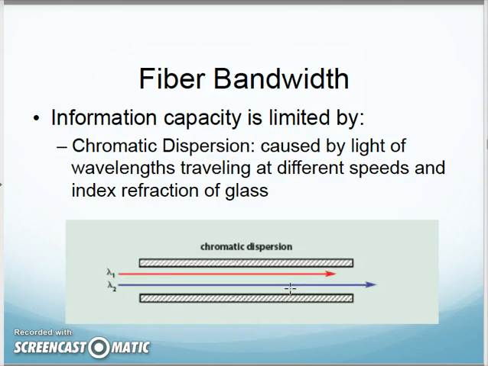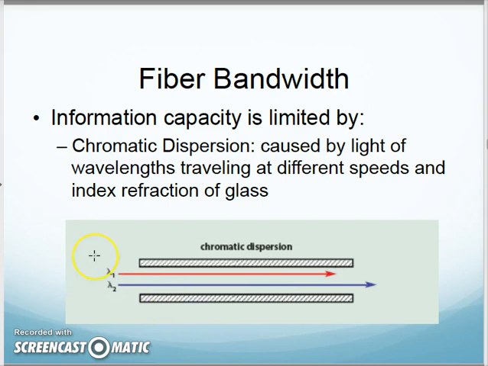The other type of dispersion is chromatic dispersion. Chromatic dispersion is caused by the light wavelengths traveling at different speeds as it's moving down the fiber. If you think of sending light through a prism, I don't think I have that picture in here, it breaks it out into the Roy G. Biv, into our rainbow: red, orange, yellow, green, blue, indigo, violet. Those wavelengths of light are all slightly different, and they actually travel at slightly different speeds. Hence, when we run them through a prism, they bend out like that.